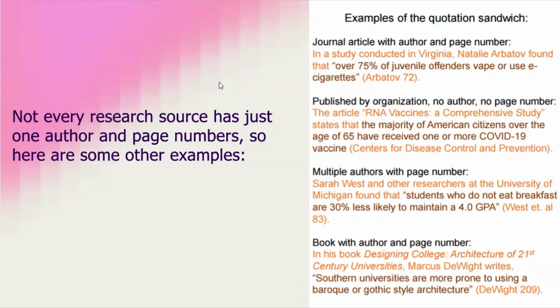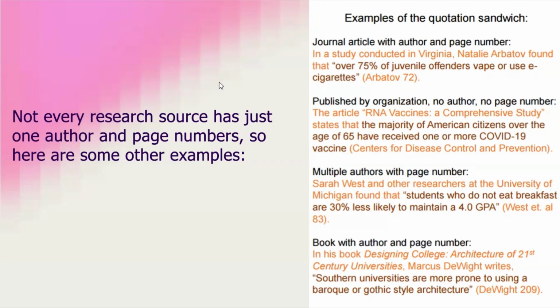So here, it says, "Sarah West, who is our first author, and other researchers at the University of Michigan found that, quote, students who do not eat breakfast are 30% less likely to maintain a 4.0 GPA." There's the end quotation mark, and then the citation that follows is West, who's our first author listed, et al, meaning "and all the rest." And then we still have the page number that quote appeared on in the article, 83. We have a closed parenthesis, and then we have a period.